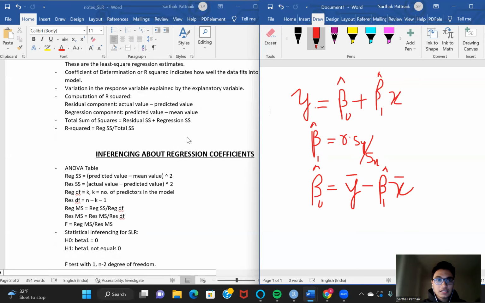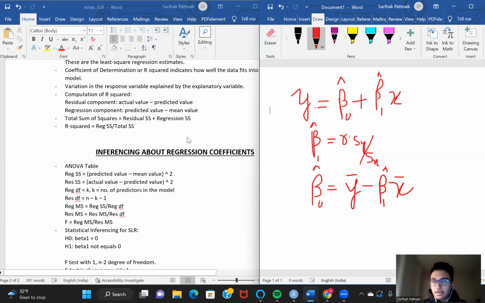Today we are going to be discussing a very important parameter called the coefficient of determination or R squared. Now what R squared tells us is the measurement of the fit of the model.